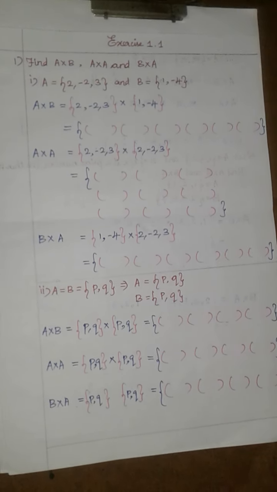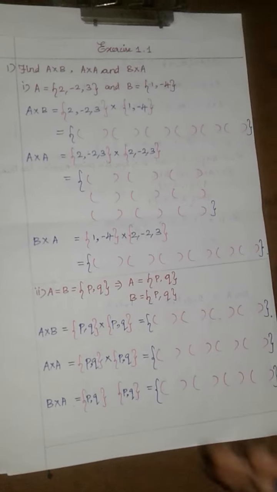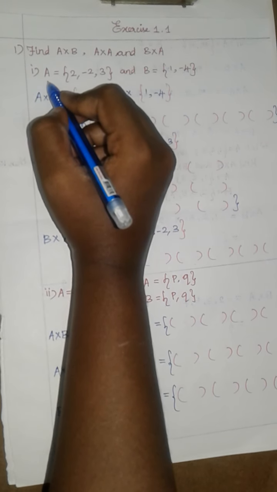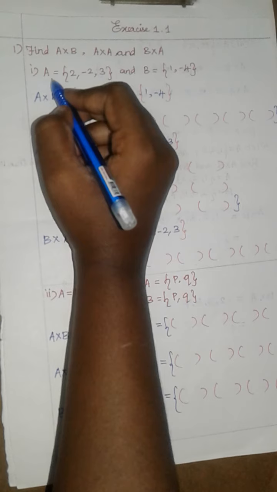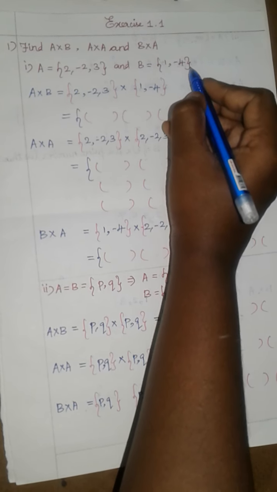Hello students, today we are going to see exercise 1.1. In the first problem, find A cross B, A cross A and B cross A. In the first subdivision, set A is equal to {2, -2, 3} and set B is equal to {1, -4}. Here, first finding A cross B.